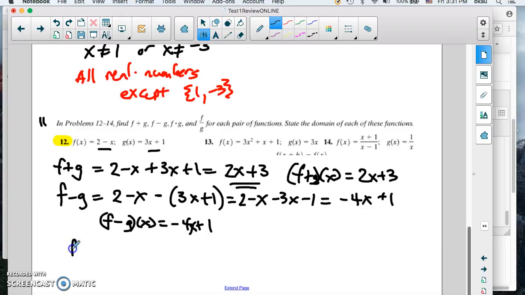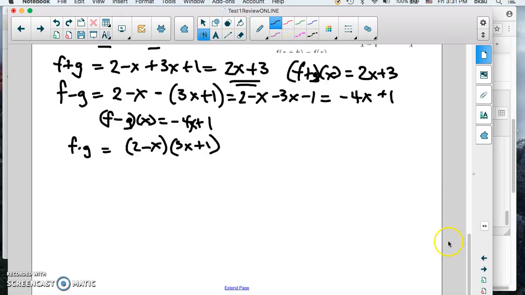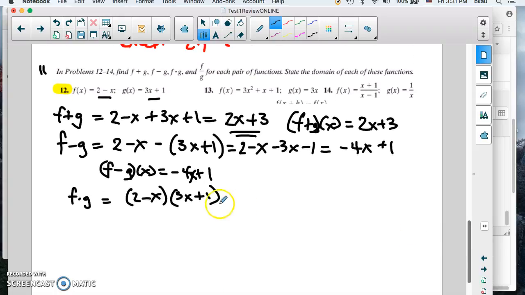Now f times g of x is where we multiply them together. We'd want to do that by using either a FOIL method or by making sure you do repeated distribution. We have to multiply everything in the front parentheses by everything in the back parentheses. So you could do that by doing distributive twice or 4 times, or just doing FOIL, which is the same thing. So we're going to multiply this times this. That's going to give us 6x. We're going to multiply this times this. That's going to give us 2.